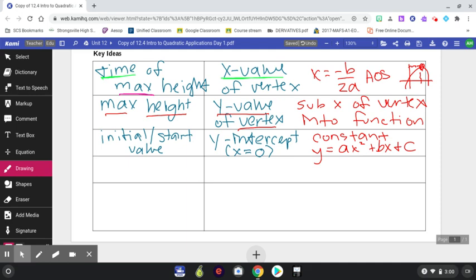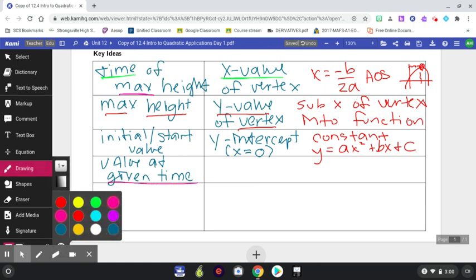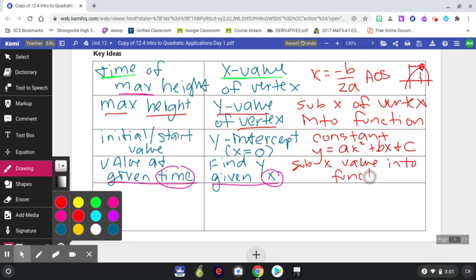We noticed up top that sometimes we were asked to find a value at a given time. If I want to find a value at a given time, that means that I need to find y given x. Again, given x because x is that time, has time on the x-axis. So I'm asked to find a value and I know the time. That means I need to find y and I know the x. Okay, and again, in order to do that, I'm going to substitute the known x value into the function and evaluate to find y.